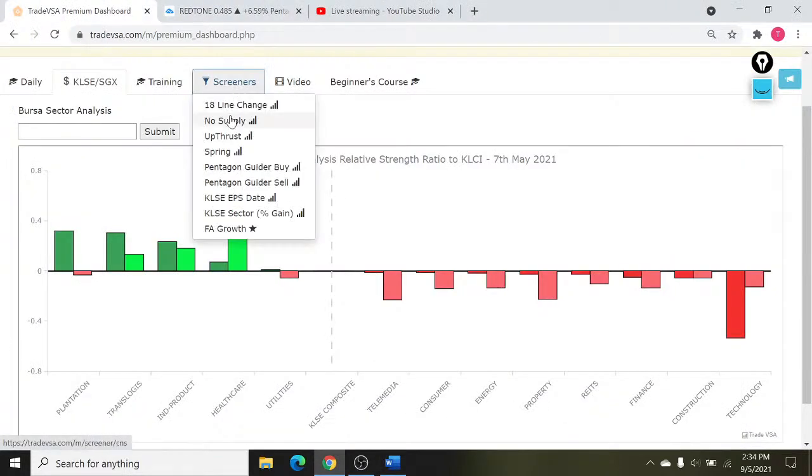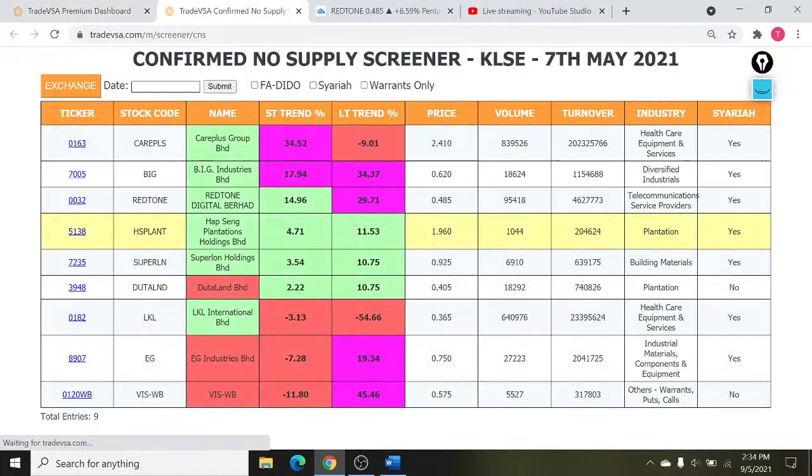Okay, let's continue to go to the next screener that we have, NS. So far so good. If yes, type 1, BIG coming back. Okay, so far so good. If yes, type 1 for me.